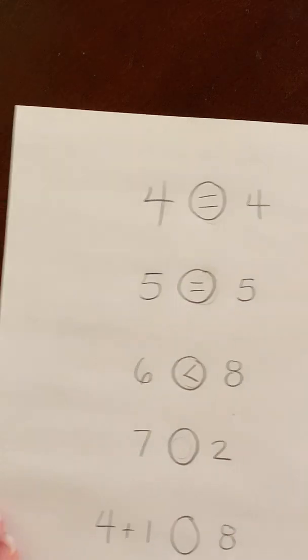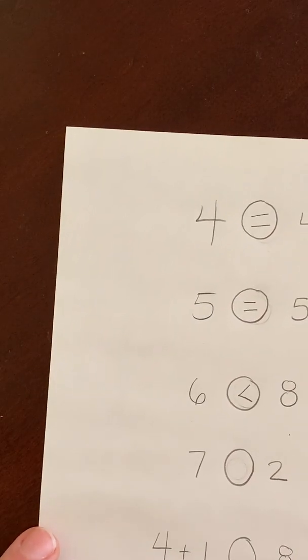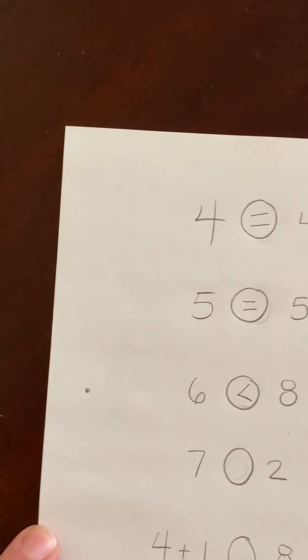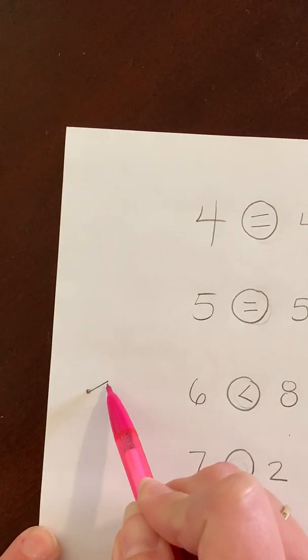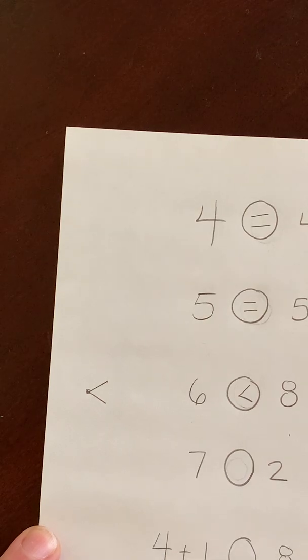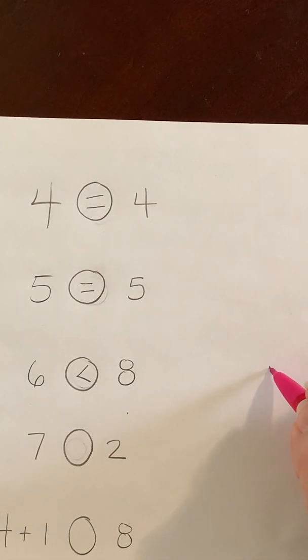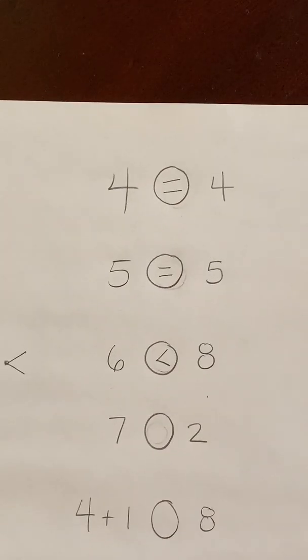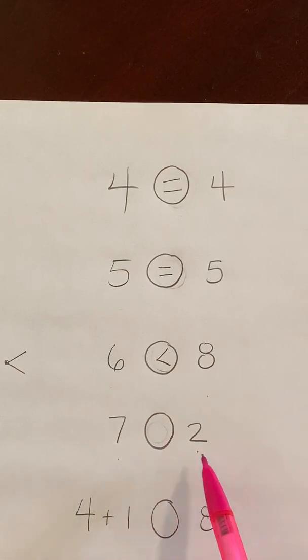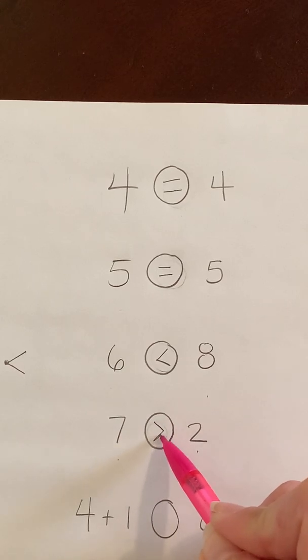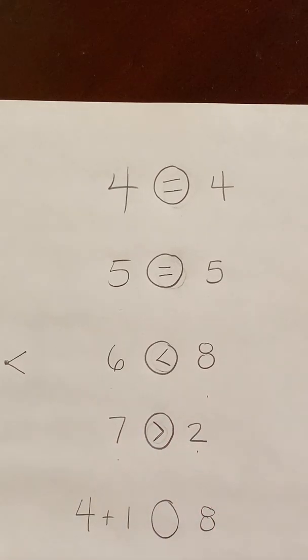And my friends, if you have trouble making our greater or less than symbol, put your dot on one side and draw the lines extending out. Same with on the other side. Seven compared to 2. Which side has more? It's the 7. 7 is greater than 2.